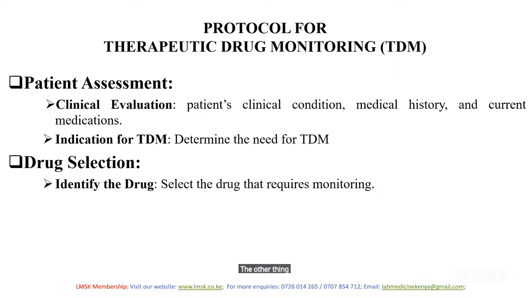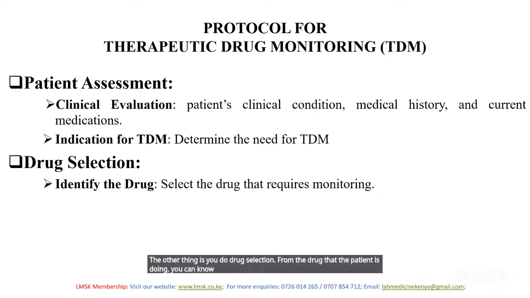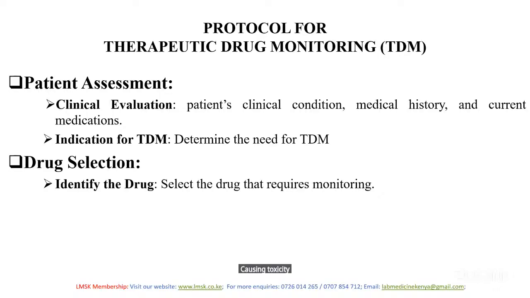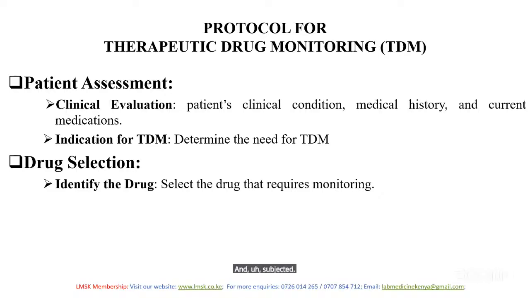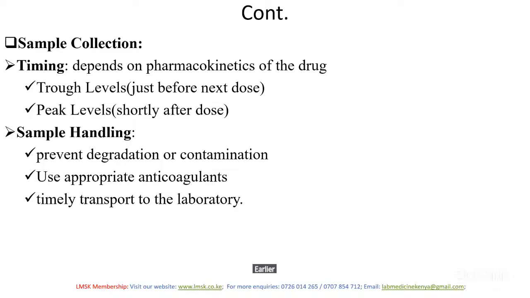The other thing is you do drug selection. From the drugs that the patient is taking, you can know which might be causing toxicity. Select the drug that you think might be causing that toxicity and subject it to drug monitoring. Put it in the request that I just presented earlier. Sample collection, as I just mentioned, the timing depends on the pharmacokinetics of the drug. It can be trough levels, it can be peak levels, as I've just mentioned.